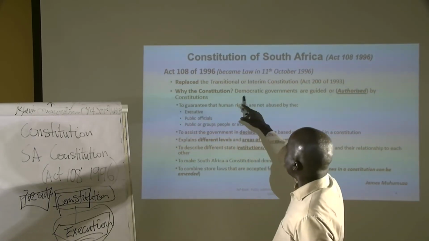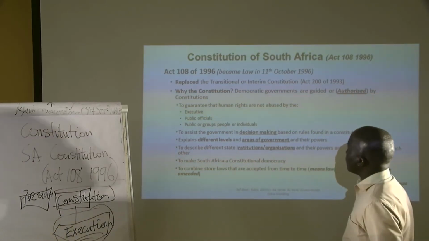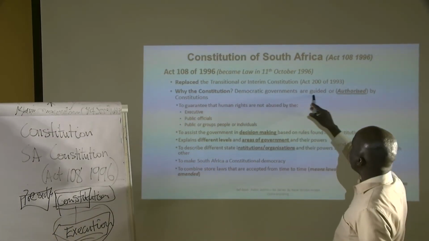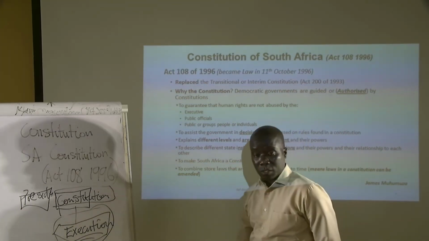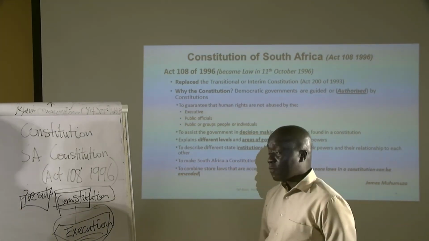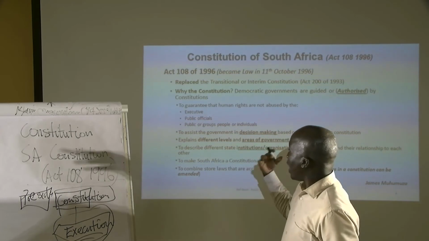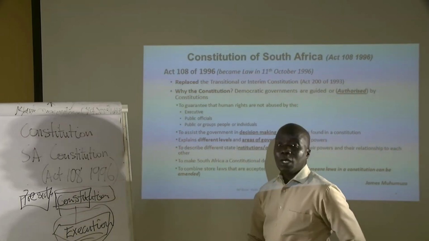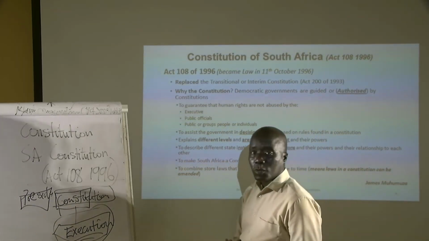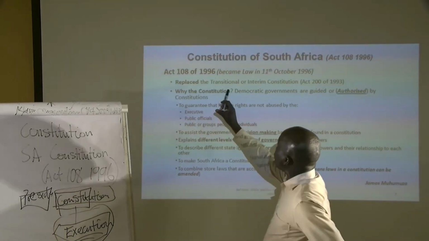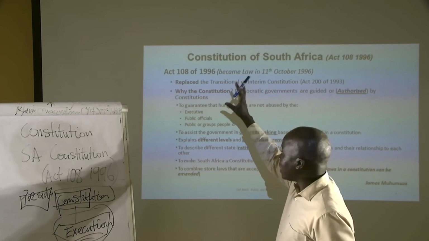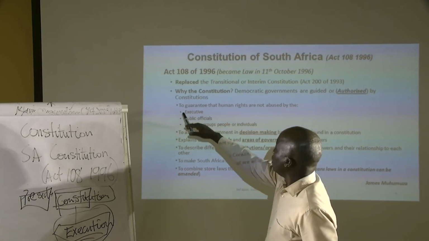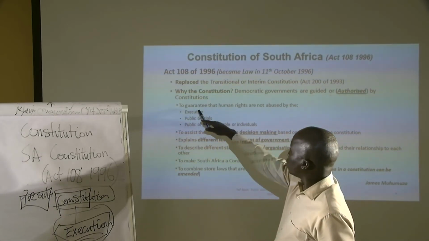It was removed. So why is it necessary to have a constitution, for instance? Democratic governments are guided or authorized by the constitution. If it's a democratic government, democratic rule, where you need to have people deciding who is supposed to be in power, they need to be guided by the constitution, the rules which are already set aside in the constitution.